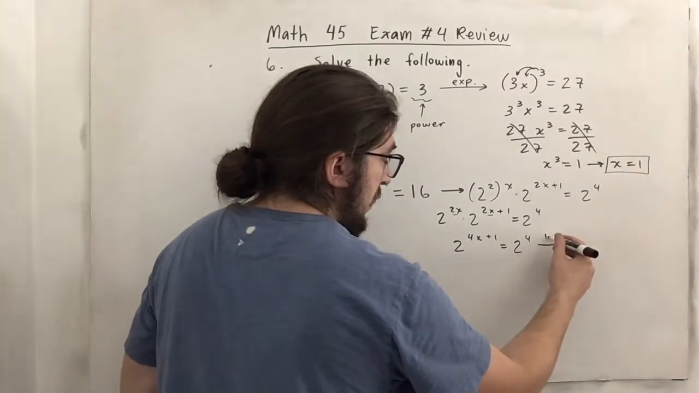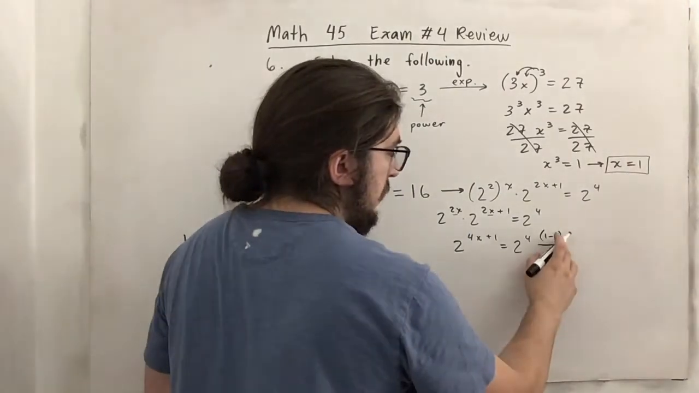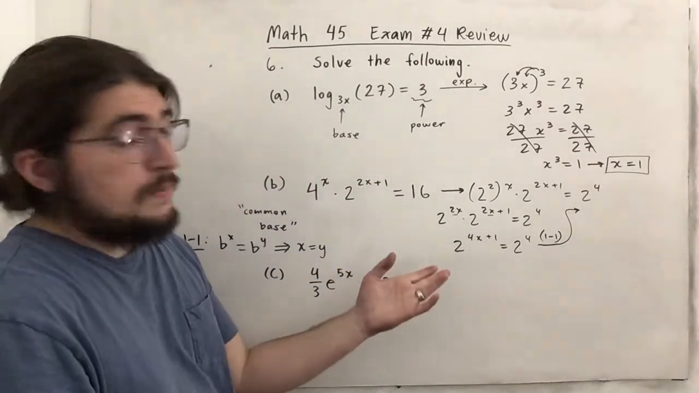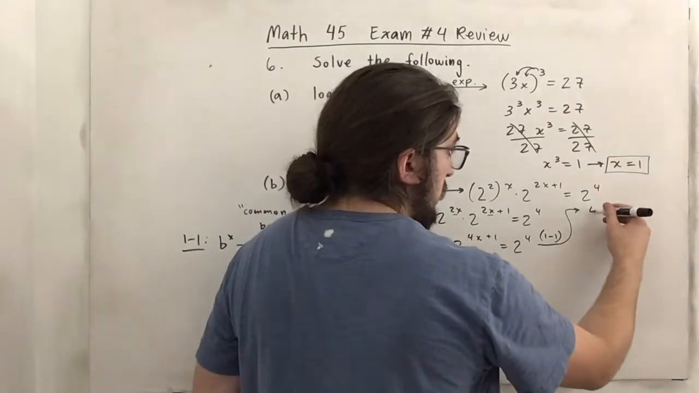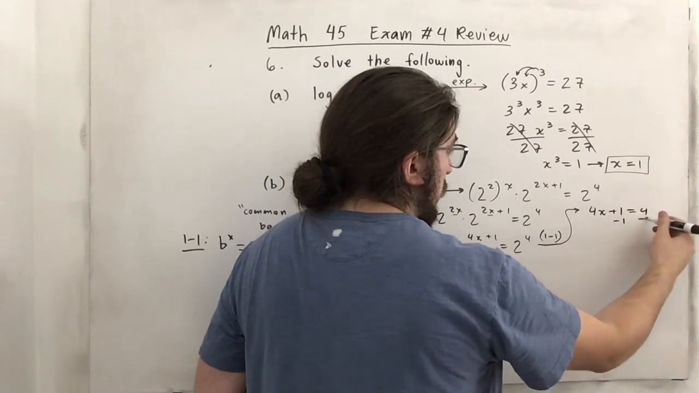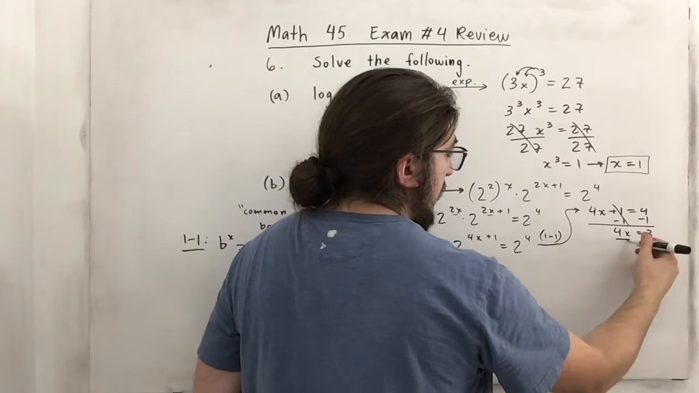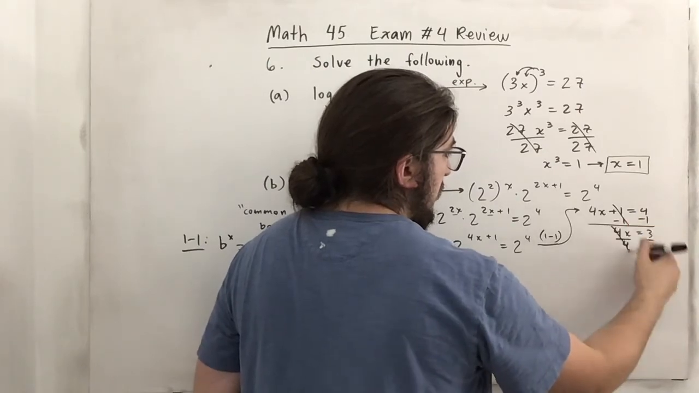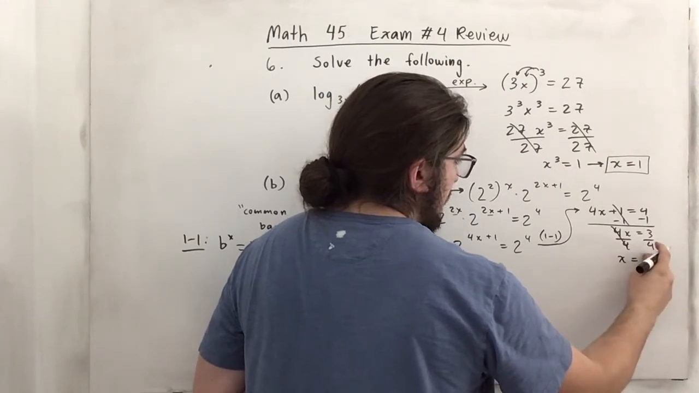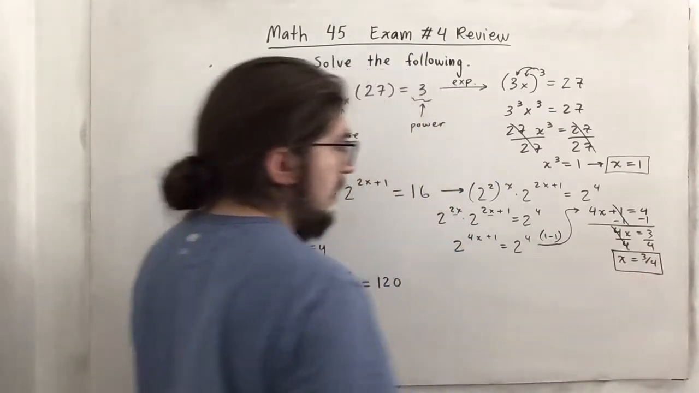So let me just write 1-1 here, saying that I'm using the one-to-one property, and I'll bring it up here. We get the exponents must be the same. So that's 4x plus 1 is equal to 4. Okay, subtract 1 from each side. These cancel. 4x is equal to 4 minus 1, which is 3. Divide by 4. These cancel. X is 3/4.